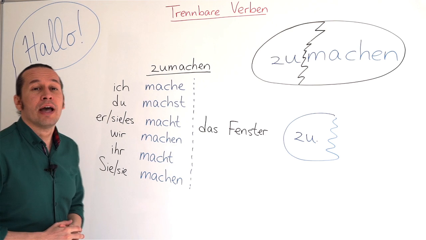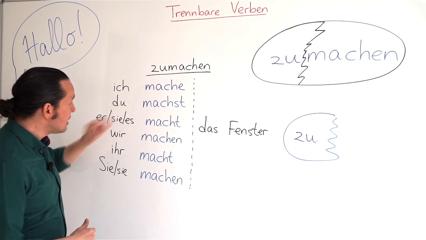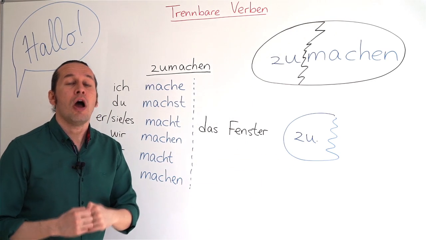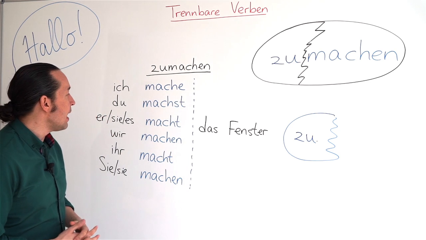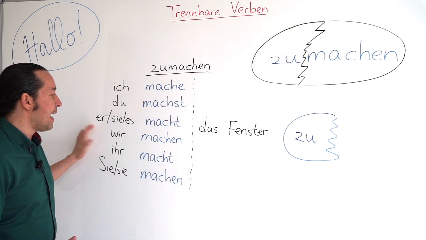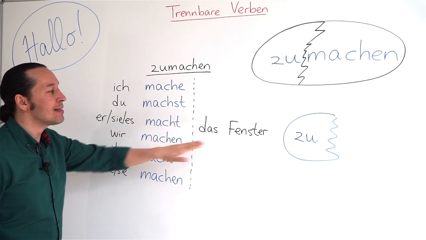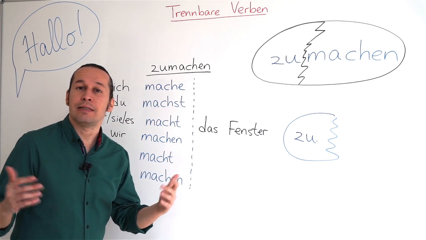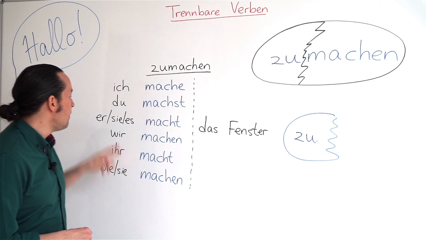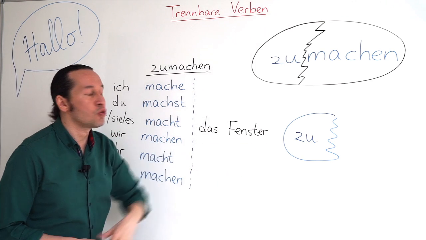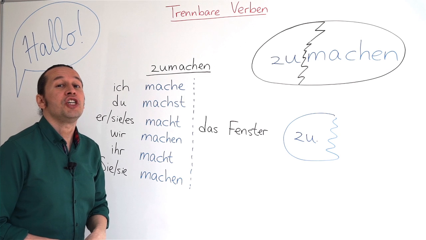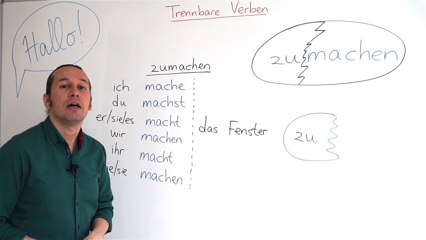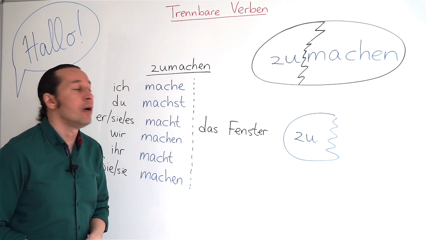Okay? So what do I say for du, for you? This will be then, du machst das Fenster zu. You are closing the window, or you close the window as well, right? For he, she, it, which stands for er, sie, es, er macht das Fenster zu. He is closing the window, he closes the window, it's the same, okay? Sie macht das Fenster zu, she closes the window, or she is closing the window, as well as es macht das Fenster zu, it is closing, or it closes.